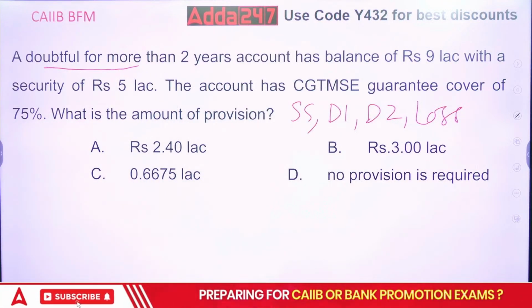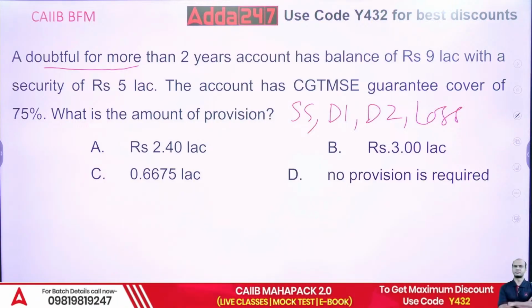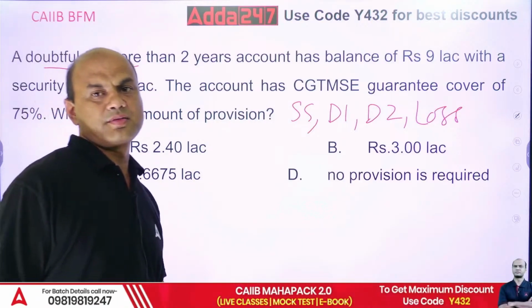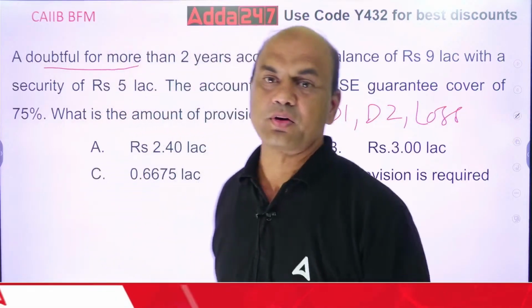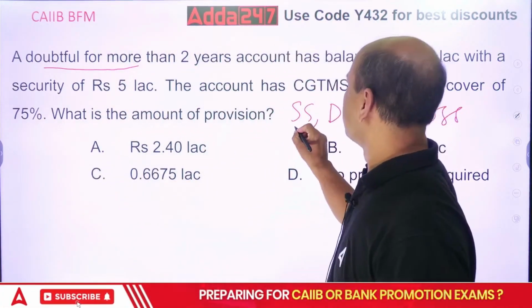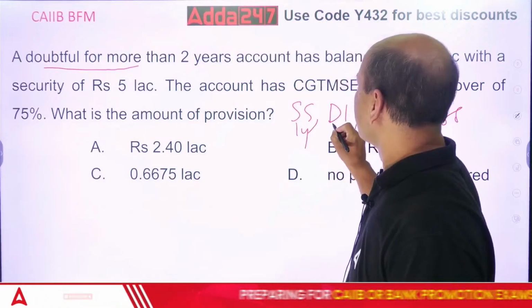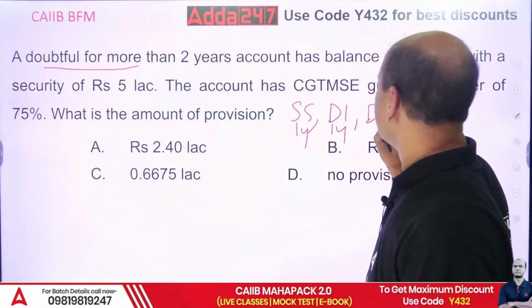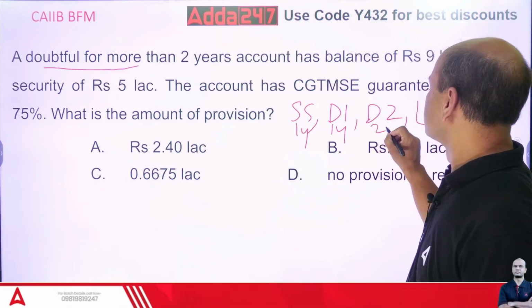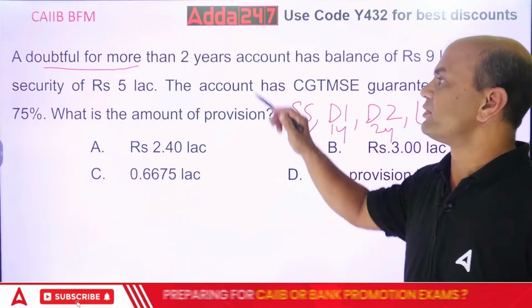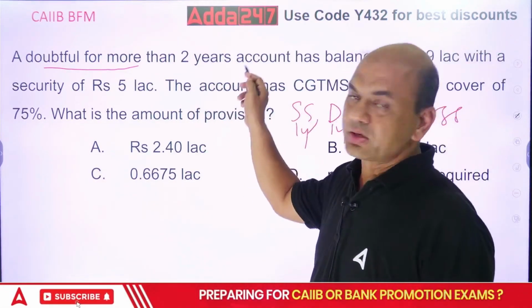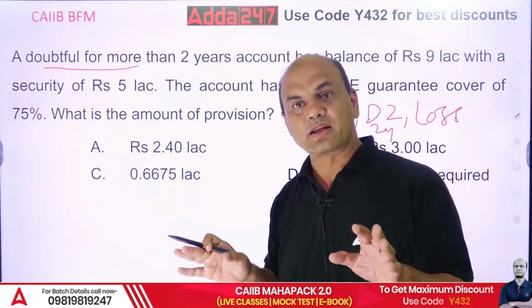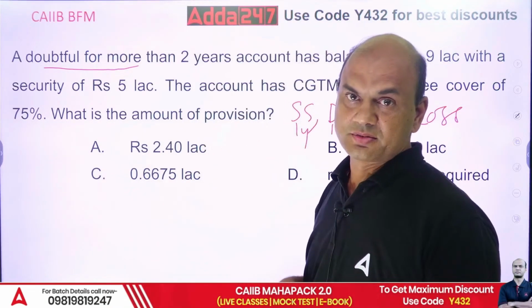Okay. So here what are you doing? You are having substandard is for what period? Up to 1 year. Doubtful 1 is again for 1 year. Doubtful 2 is for 2 years. So what is it given? Doubtful for more than 2 years. So it is in the doubtful category for more than 2 years.